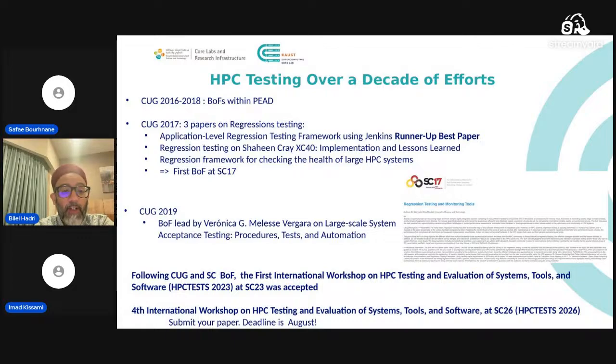We even had, in some conferences, application-level regression testing, which was a runner-up best paper. The first BOF at supercomputing was initiated in 2017, and since then we have had a BOF every year. In 2023, we had a bigger committee, and we were able to hold the first international workshop of HPC testing and evaluation of systems, tools, and software. This is called HPC Test.